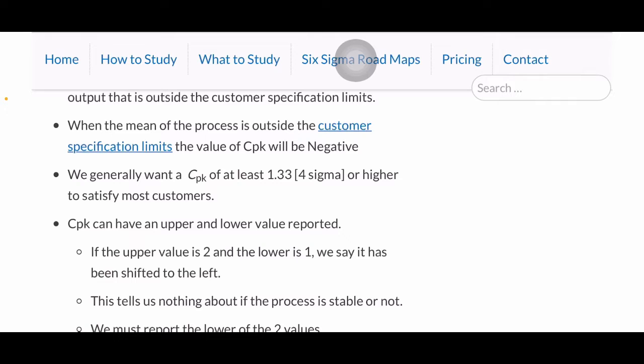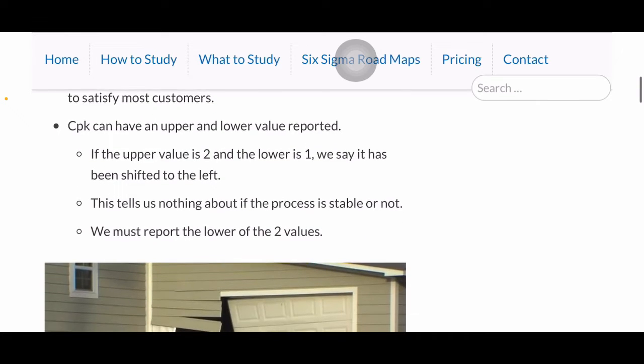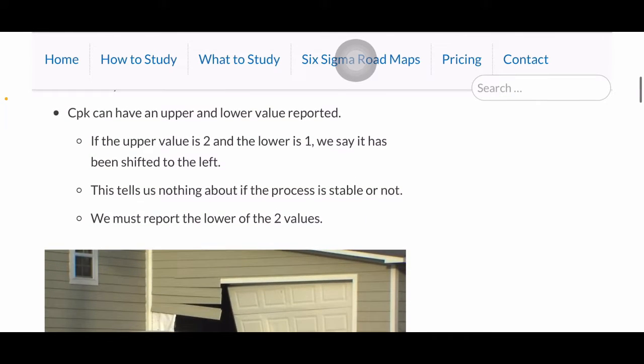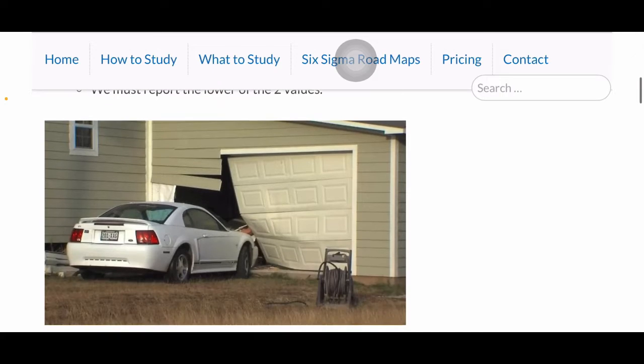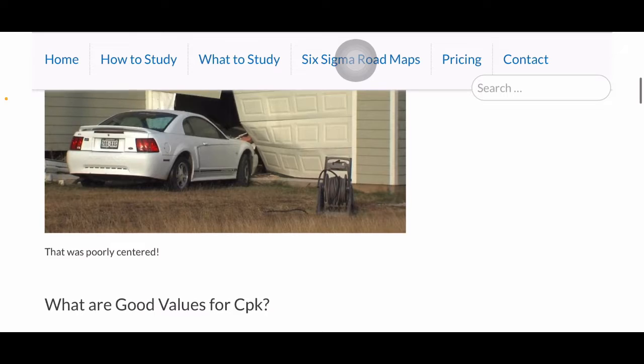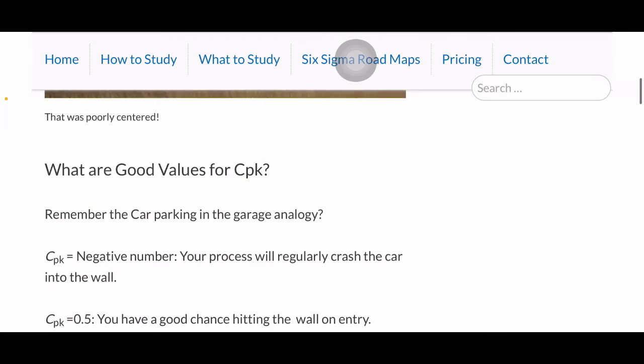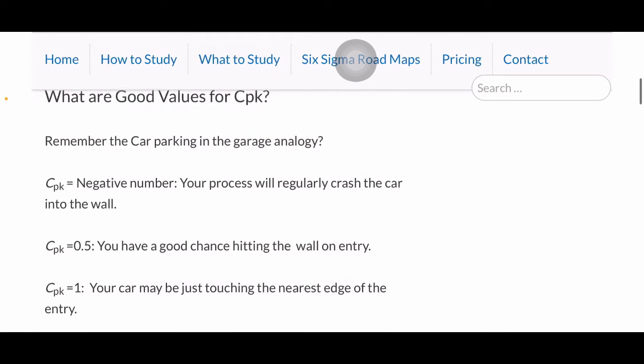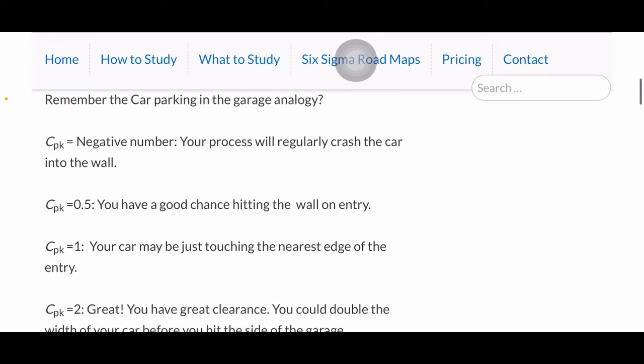This tells us nothing about if the process is stable or not. We must report the lower of the 2 values, which is what happens. I said that earlier. Mustang smashing into a cheap-looking garage. That was poorly centered. What are good values for CpK? Remember the car parking in the garage analogy? CpK equals negative number.